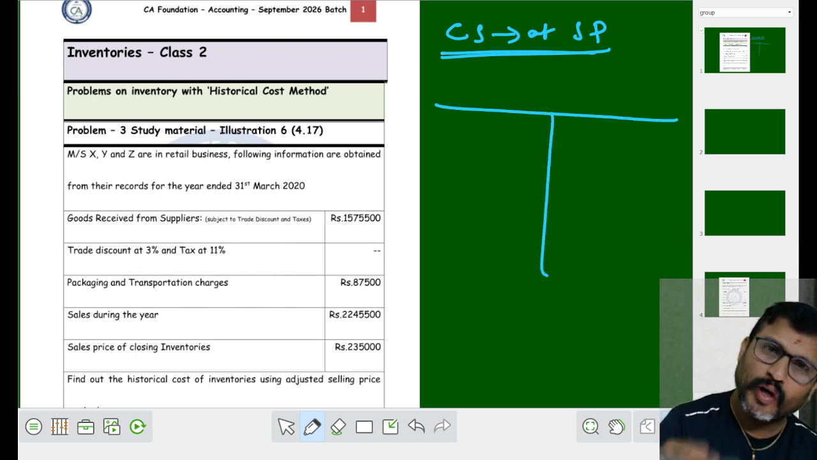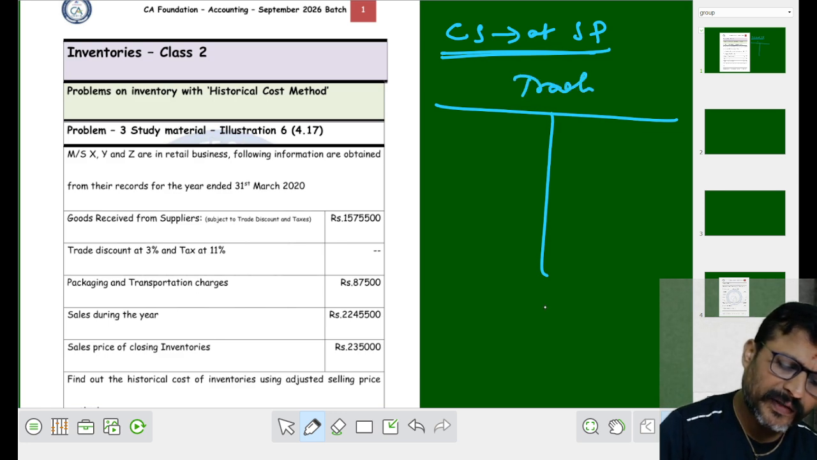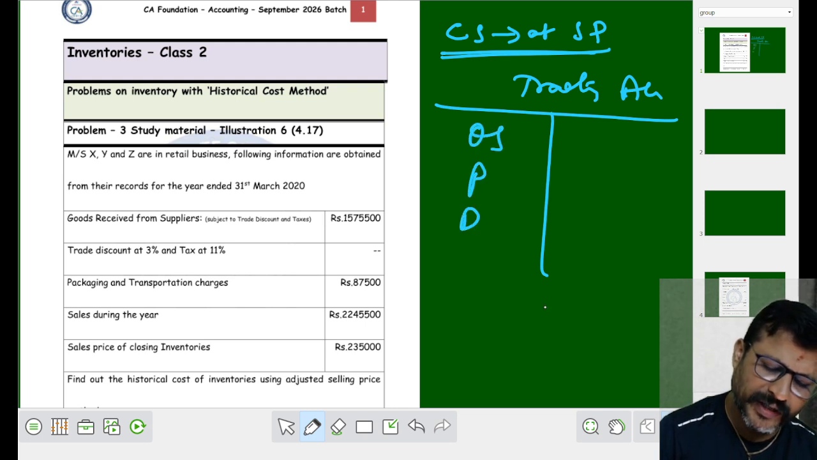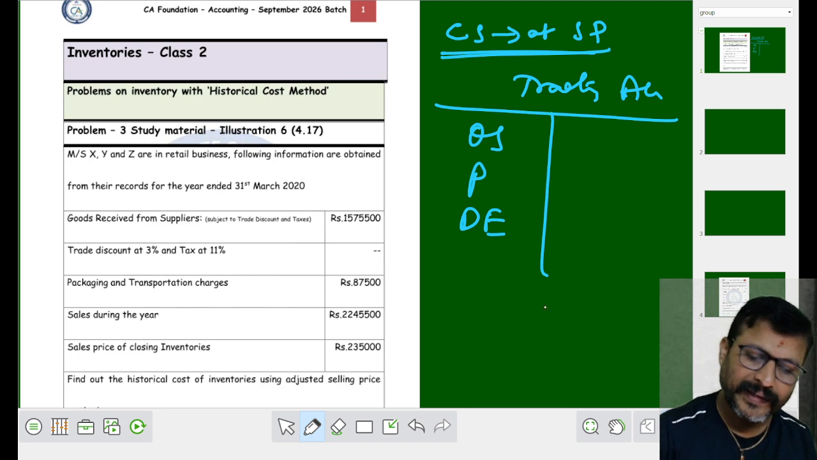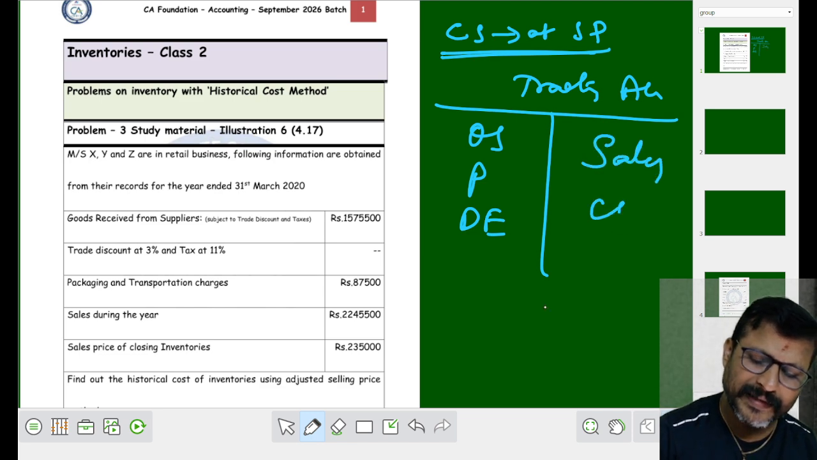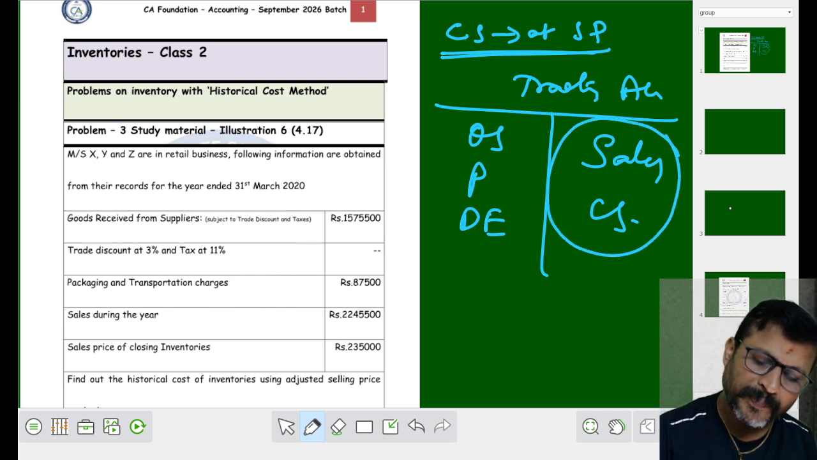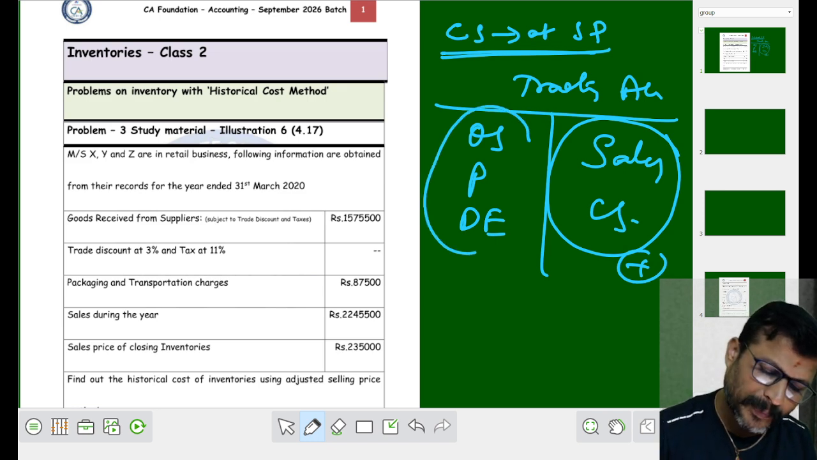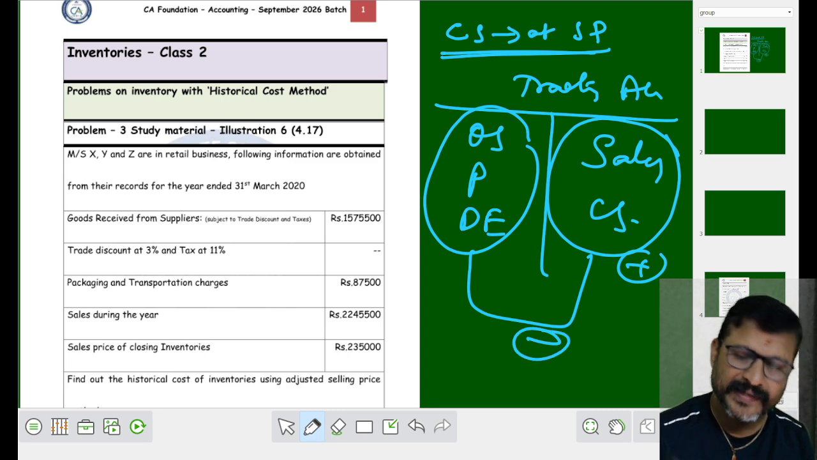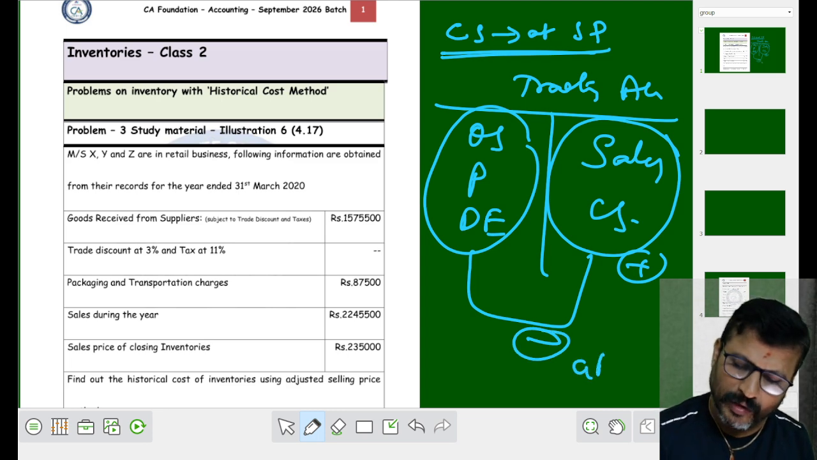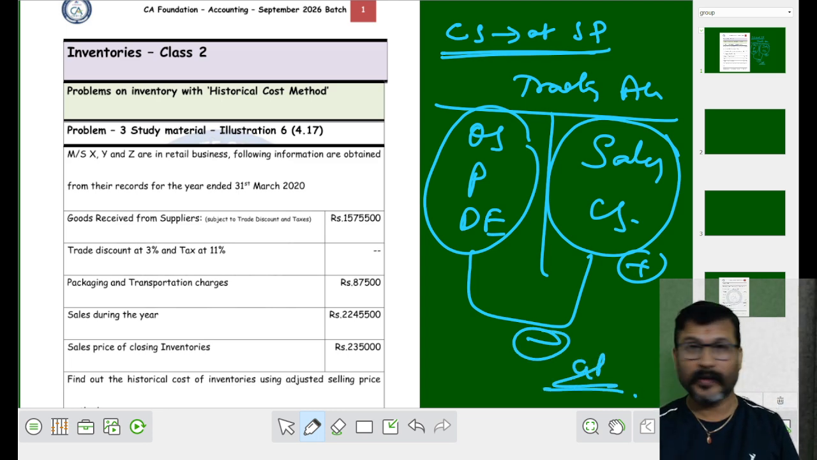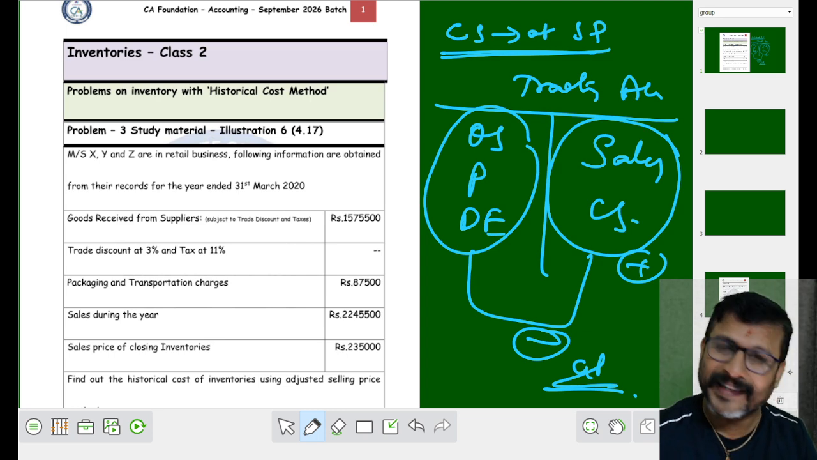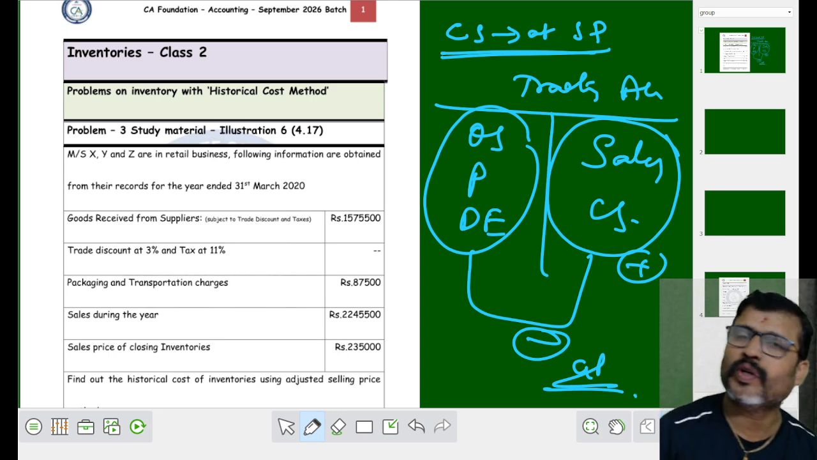Always remember, regarding historical cost, this is your trading account. On the debit side, opening stock, purchases, direct expenses. On the credit side, we will be having sales and closing stock. Take the sales and closing stock, add both, and subtract all these items out of this. That will give you an amount called gross profit. Because the trading account is prepared to ascertain the gross profit, right? Credit incomes minus expenses will give you the gross profit.